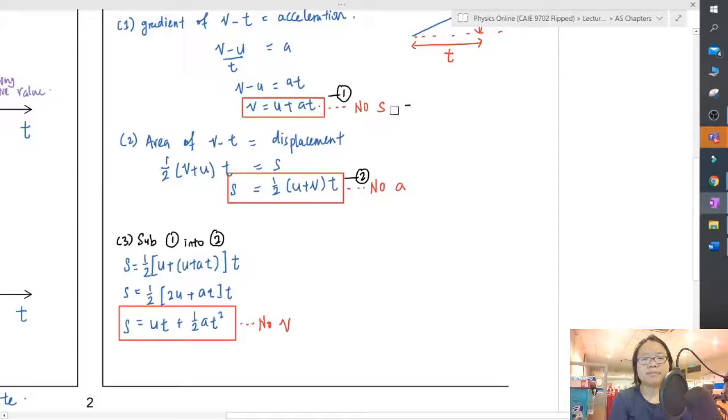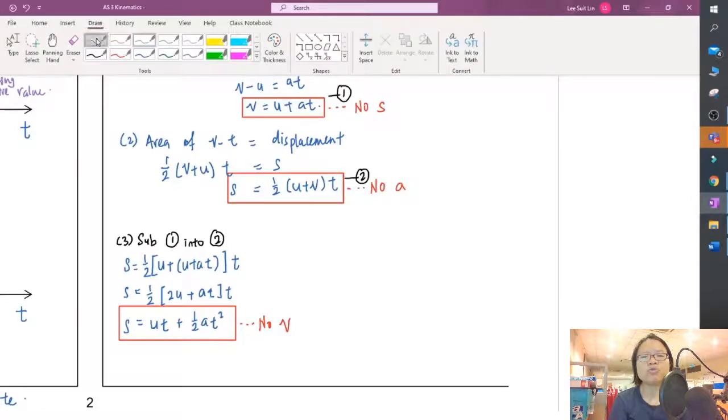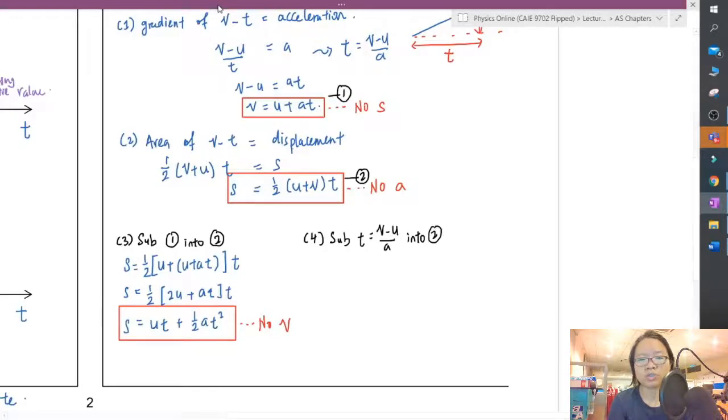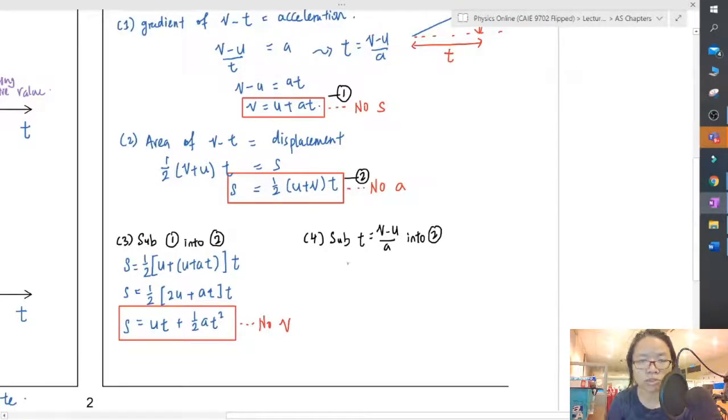Alright, number 4. I want an equation with no t. So I'm going to rearrange the equation: t will now be equal to v minus u over a, based on the equation on top. I'm going to substitute this one into equation 2. You don't substitute the same equation into the same equation. Don't do that noob move.